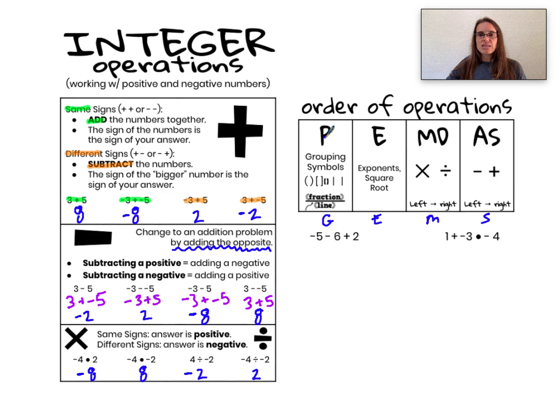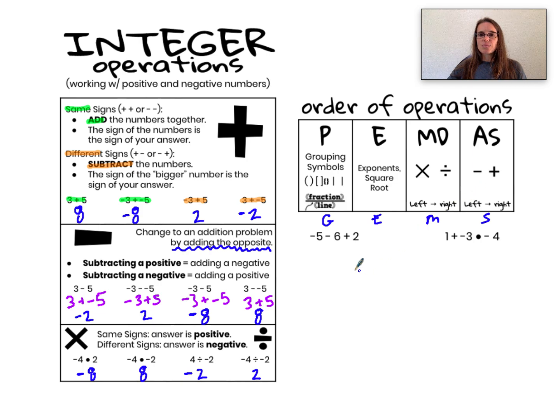The P in PEMDAS stands for parentheses. In GEMS, we have grouping symbols. So we perform whatever is inside the parentheses first, including if there's a fraction bar. Next comes exponents, and then we multiply or divide in whatever order those two operations occur, from left to right. Finally, we add or subtract, again, just from left to right.